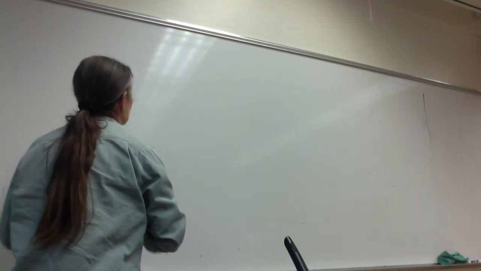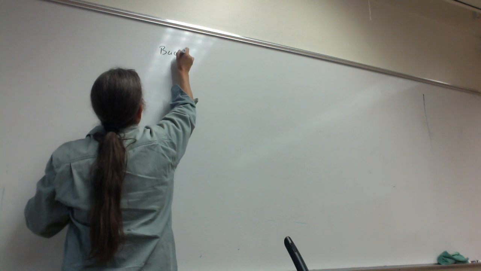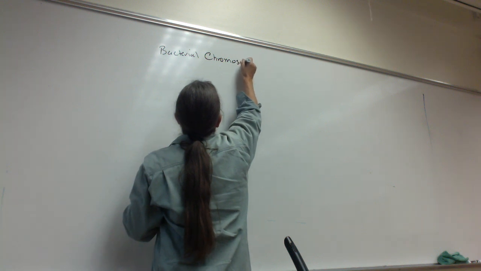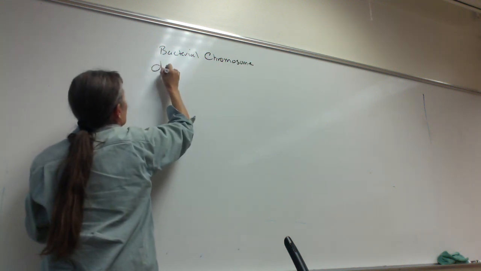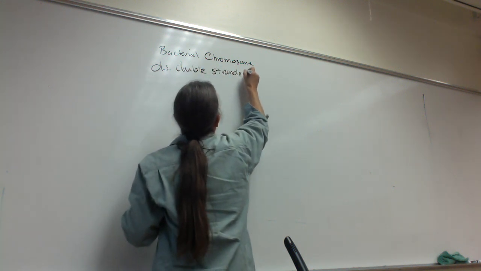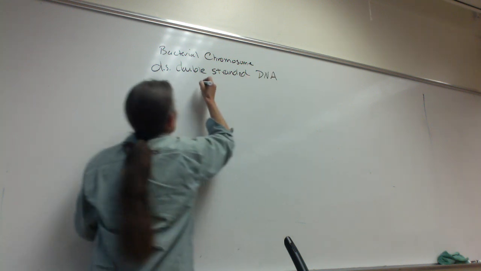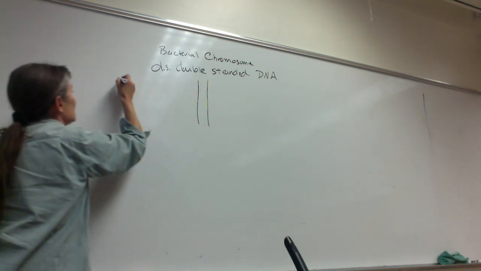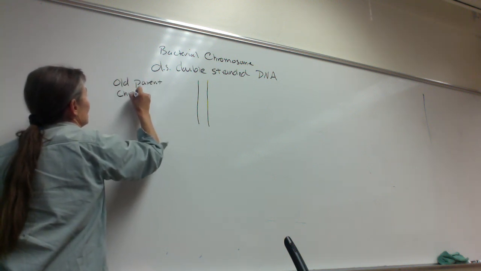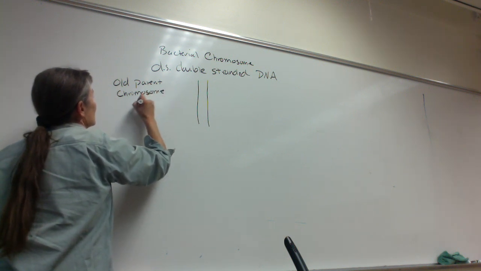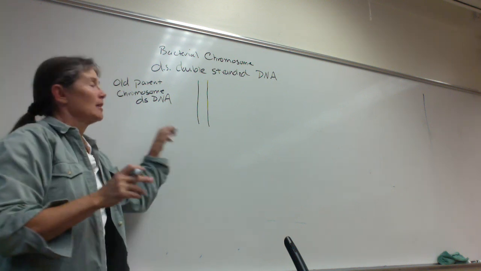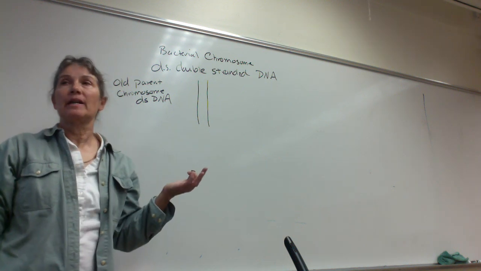All right, folks, so let's just say this is our bacterial chromosome, and I'll show it linear just for ease of drawing. We want to remember it's made up of double-stranded DNA. And folks, let's call this the old parent chromosome. Right, so it's double-stranded DNA. When the bacterium is getting ready to divide, it has to make a copy of its chromosomes.